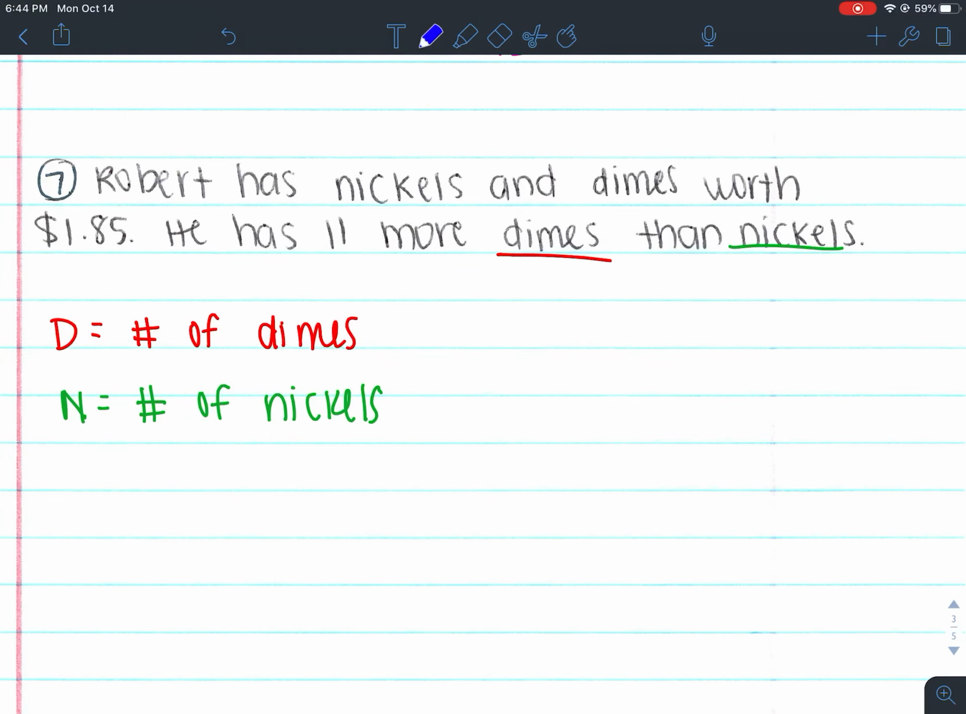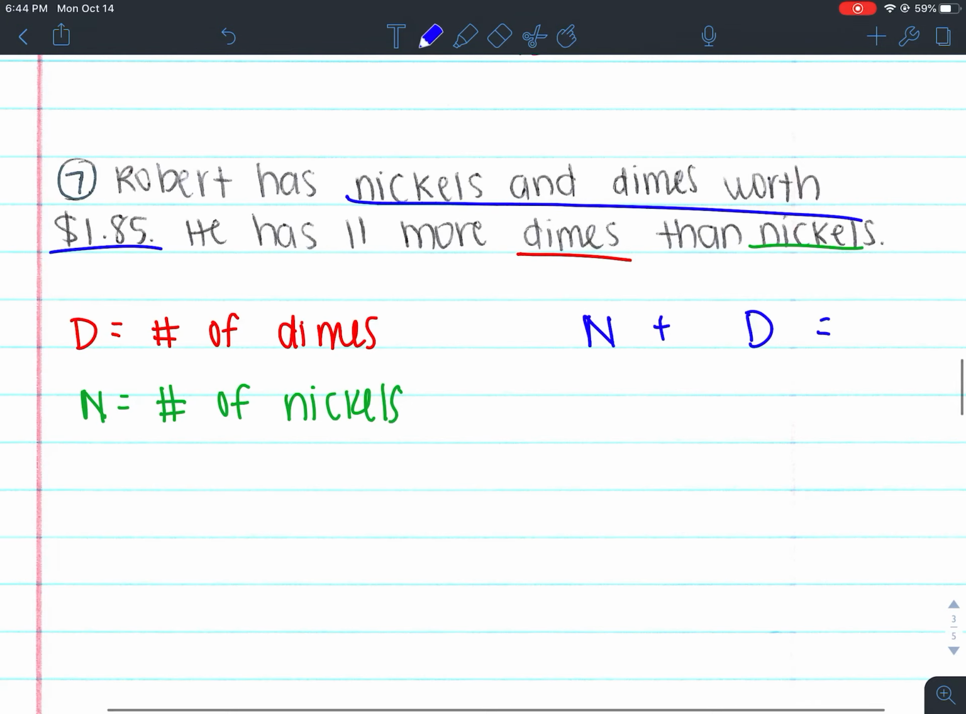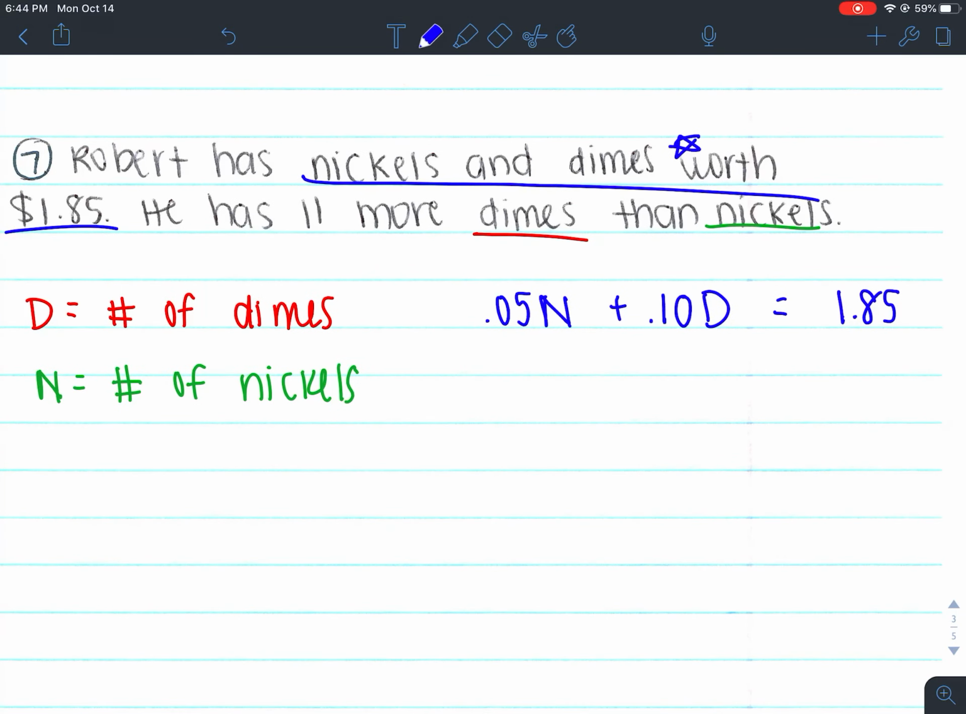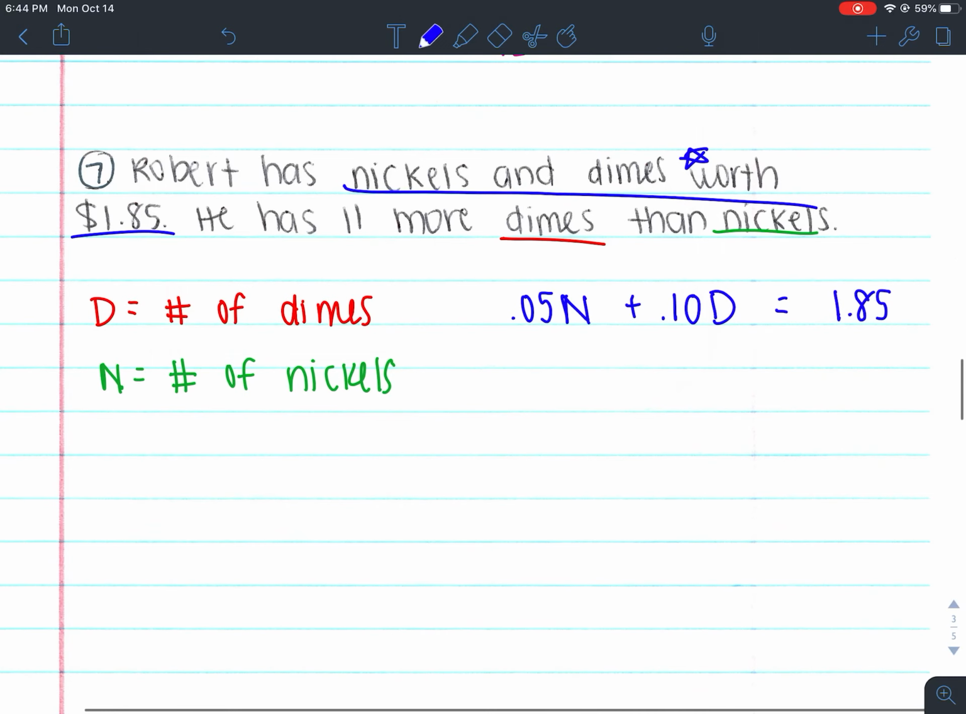Okay, so let's use some information. He has nickels and dimes worth $1.85. But it says worth, right? We're talking about the worth of dimes and nickels. How much is a nickel worth? A nickel is worth 5 cents, so 0.05. And a dime is worth 10 cents. Now you can either write 0.10 or you can write 0.1. I like to write 0.10 just so that I remember, hey, 10 cents.